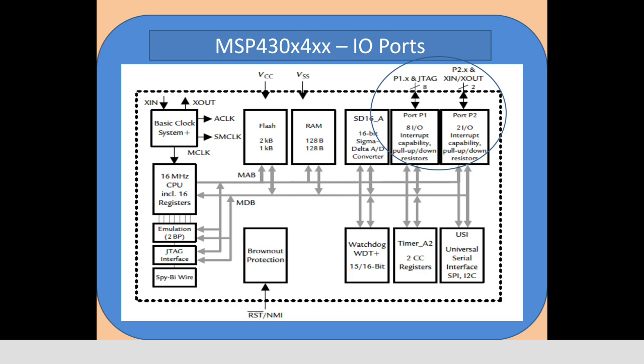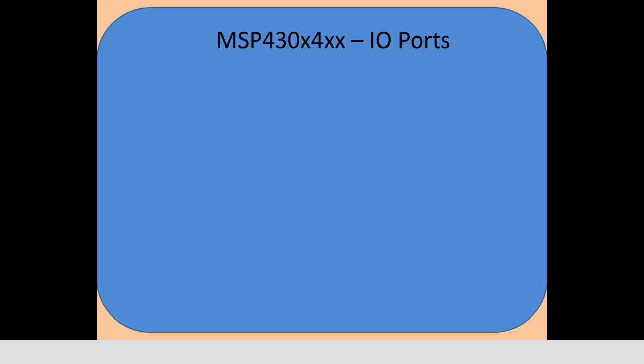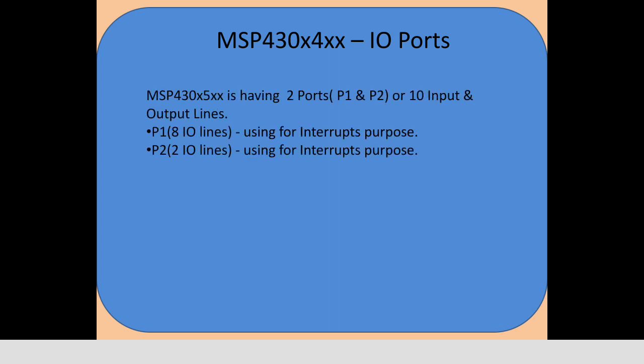Next we can see I/O ports. These I/O ports we are using to provide communication between input output devices and CPU. So here we are having two ports. Port 1 is having 8 lines, and the 8 lines act as input and output, and port 2 is having two lines that are used for the purpose of input and output. These port P1 and port P2 we are using for interrupt capability, and they provide the communication between the interfaces, that is JTAG interfaces and all.